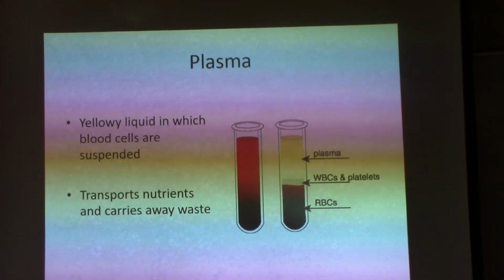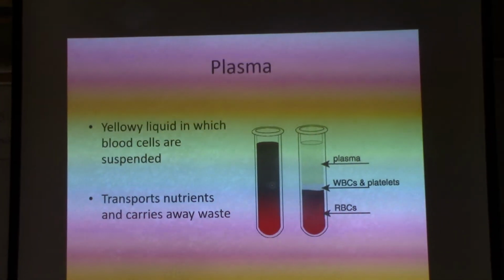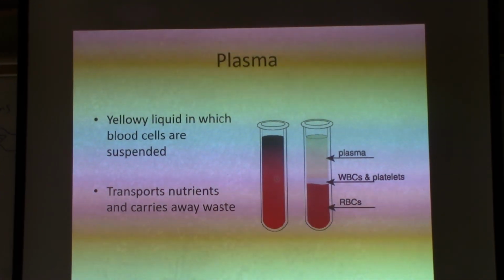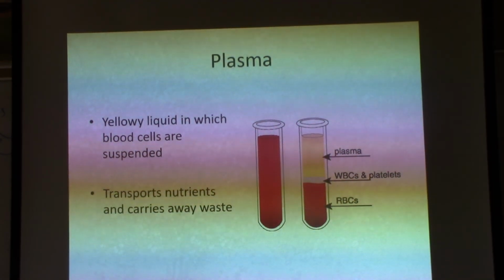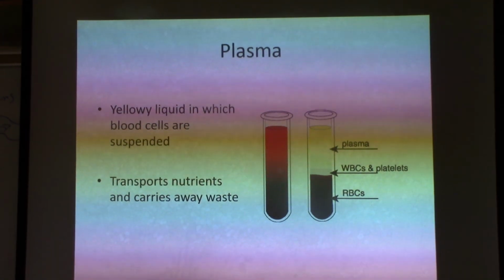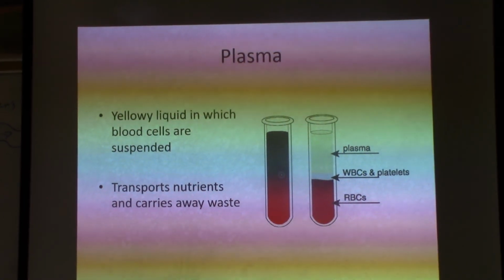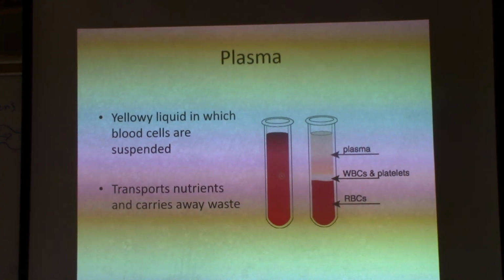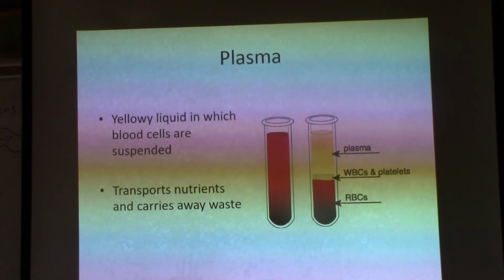Anyway, those are the big parts of the circulatory system. I'll do more on the heart in a dissection video. I might not do that today, we'll see, but those are the big parts of the circulatory system you need to know for grade 8 science.